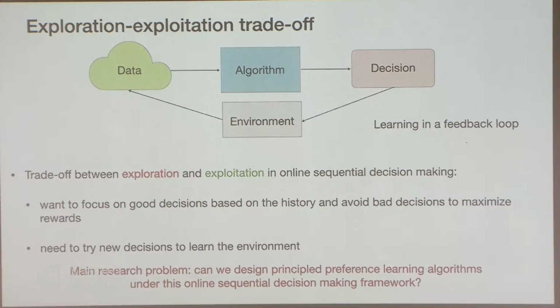The decision-making problem is relatively well established over the past few decades compared to the newer learning paradigm of preference learning. So the main research problem here is: can we design some principled preference learning algorithms under this online sequential decision-making framework?